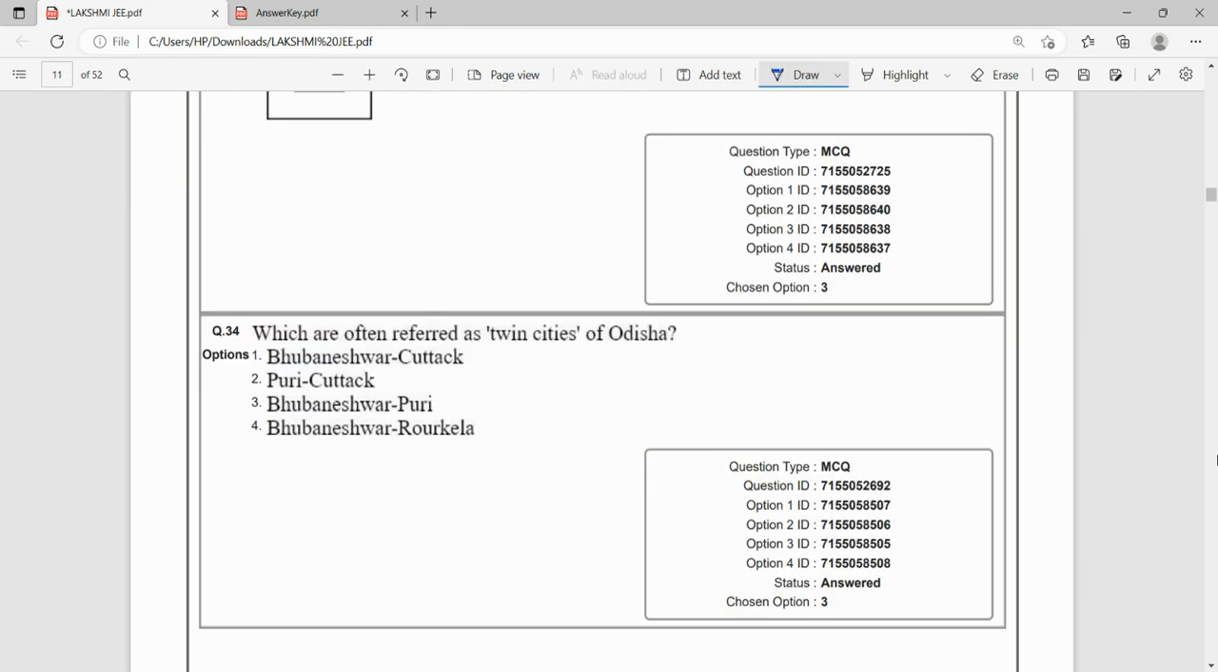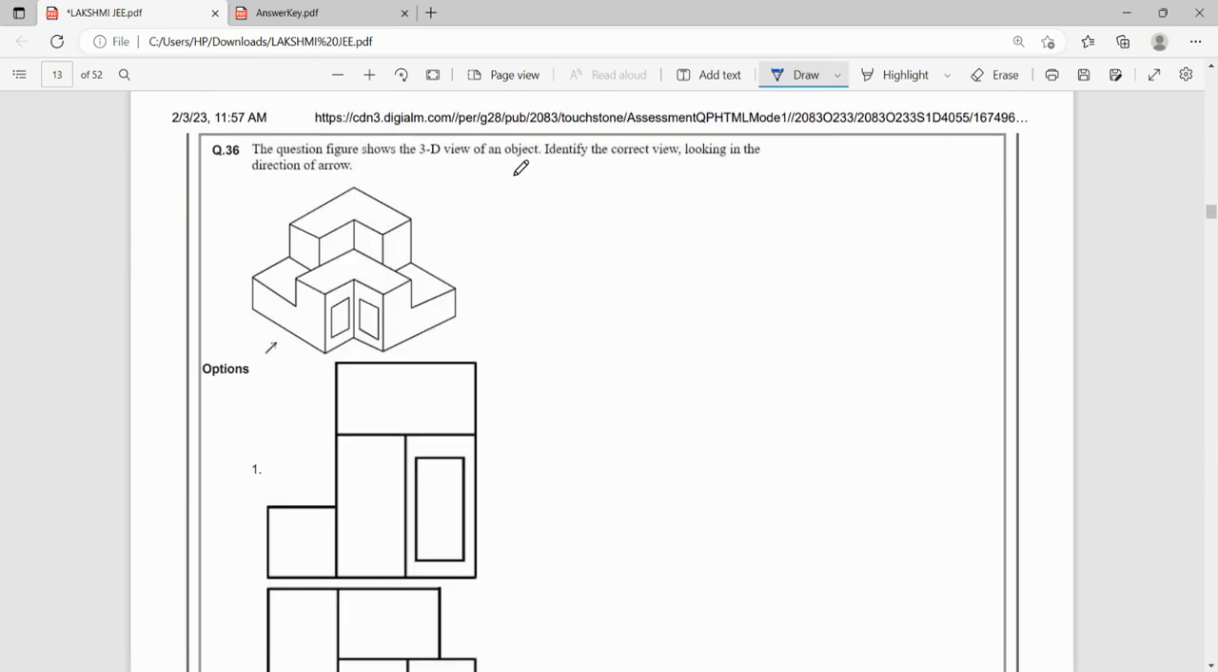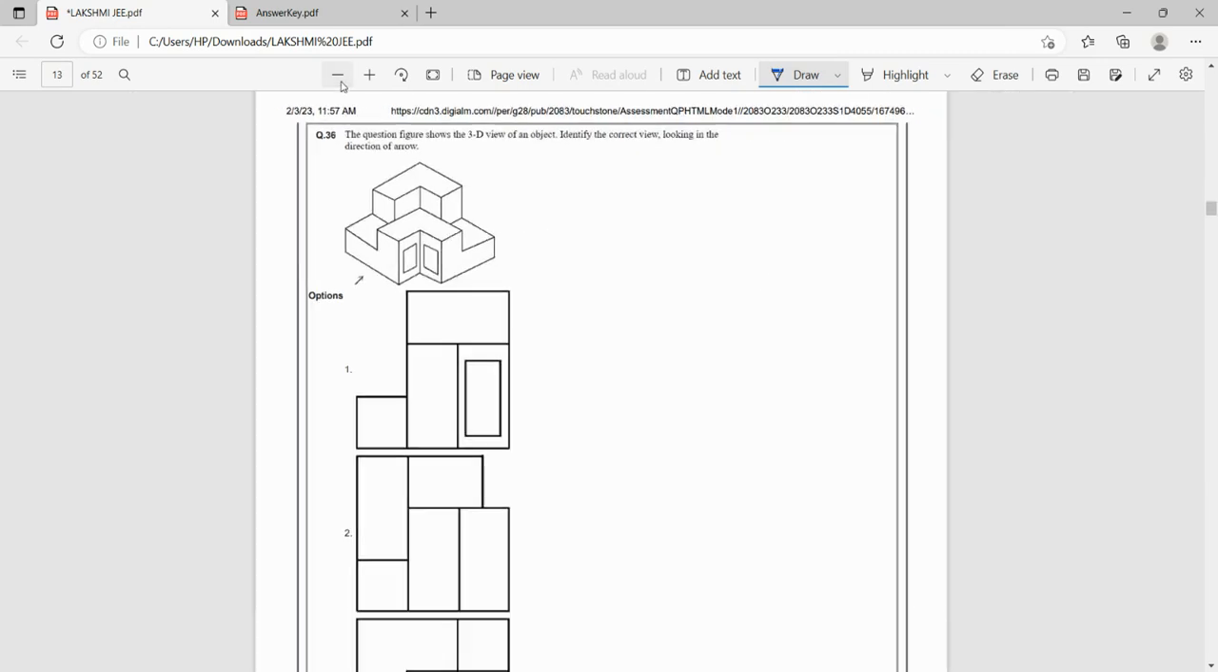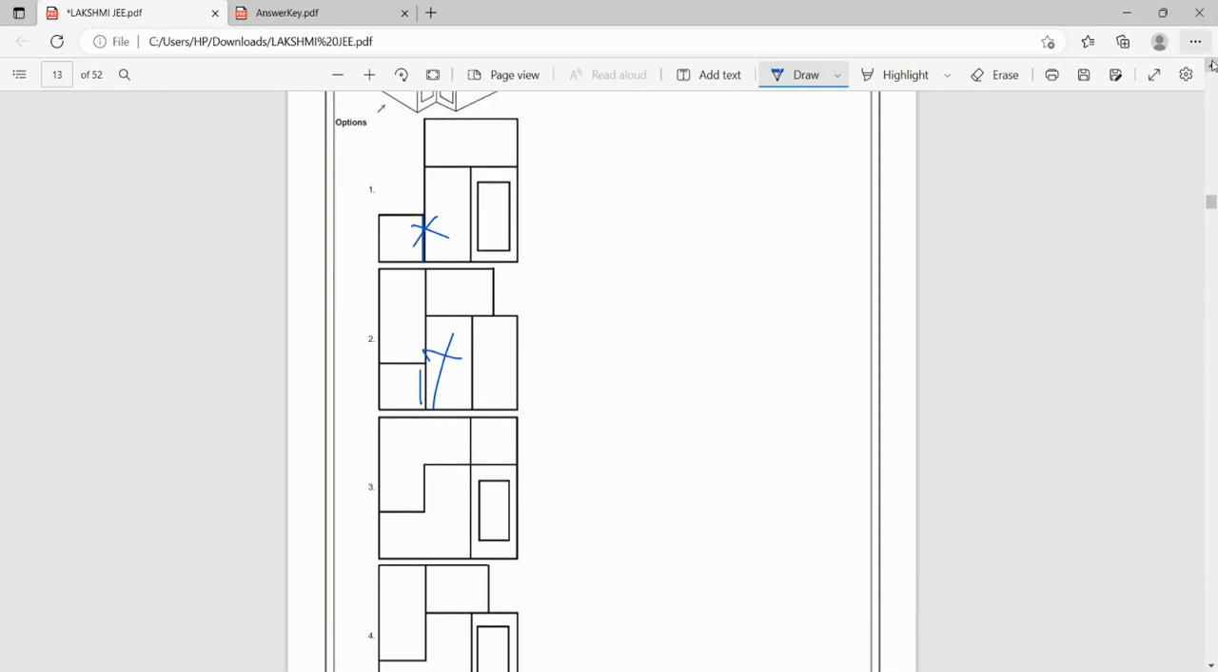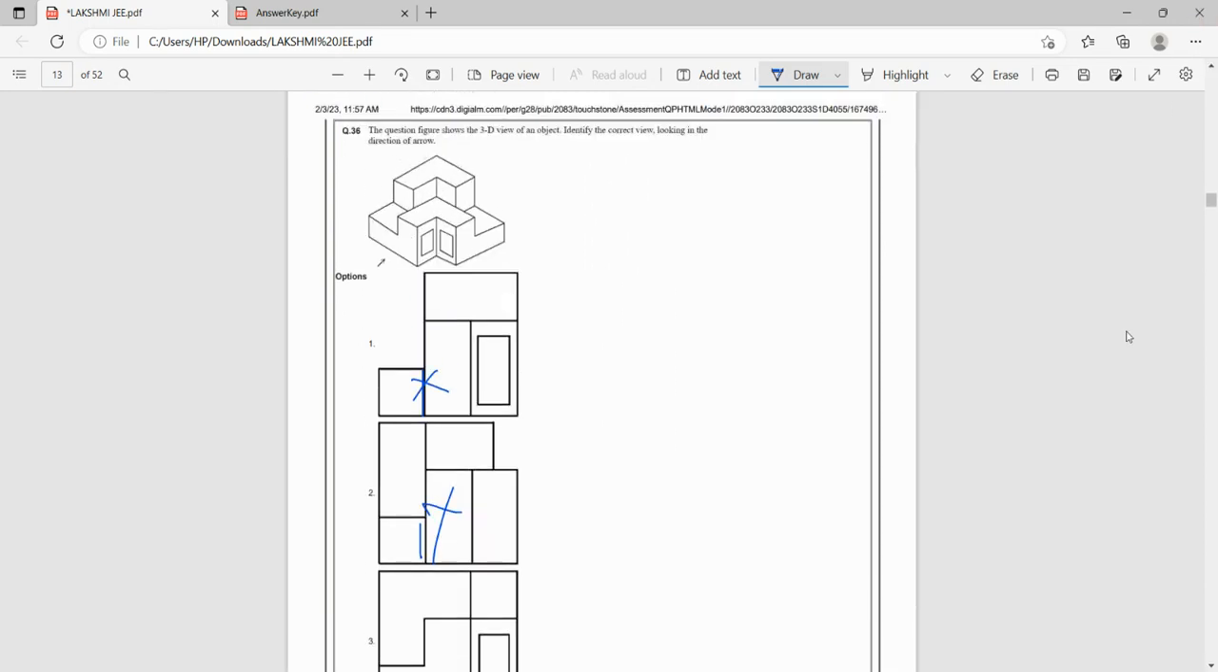Okay, let's see the next non-verbal question. Here what we have to do: the question figure shows the 3D view of an object. Identify the correct view looking in the direction of the arrow. According to the direction of the arrow, this will not happen because this line is there. This also will not happen because of the line. Then what other things are needed?